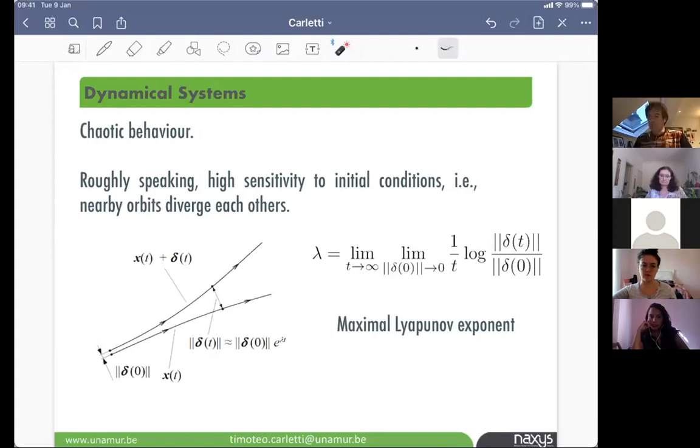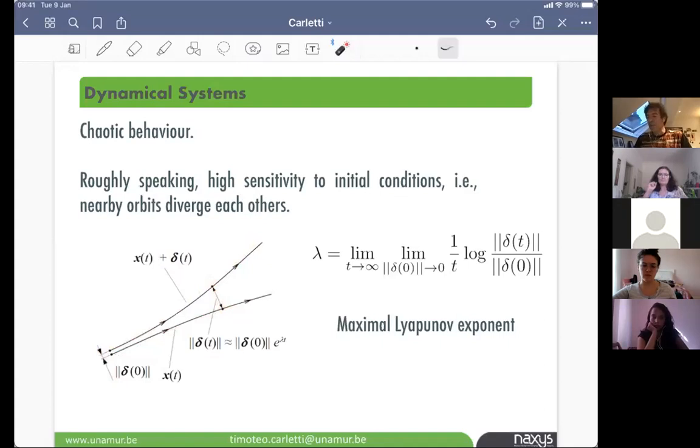What does it mean? It means that for some given initial data, you have your orbit. So I say this is my orbit, because I start from this point. Then you slightly change the initial point. So you add some small delta 0 at time 0. And then you look at how this new orbit diverges with respect to the previous one. So this is the new orbit, which is just x plus delta. The system is chaotic if this distance grows fast in time. Growing fast means growing exponentially.